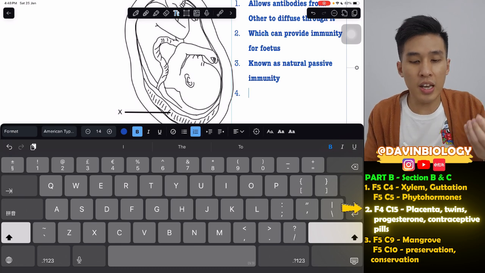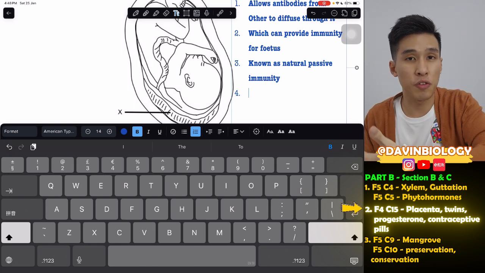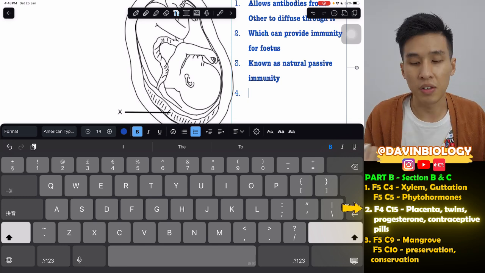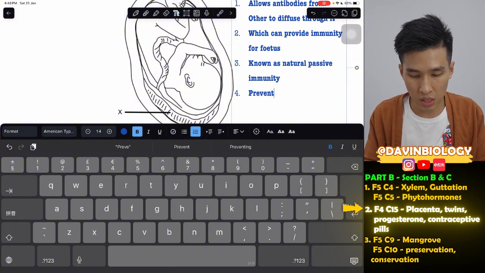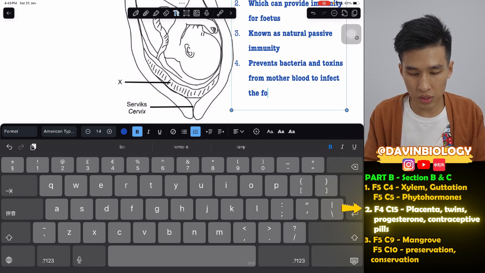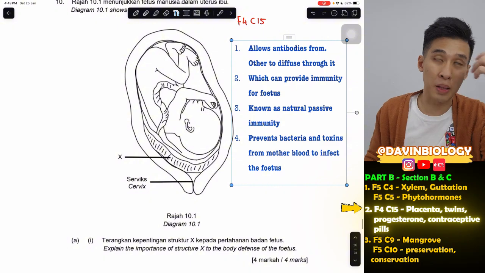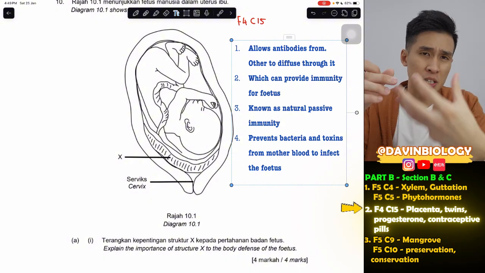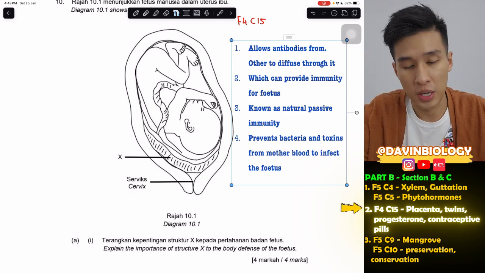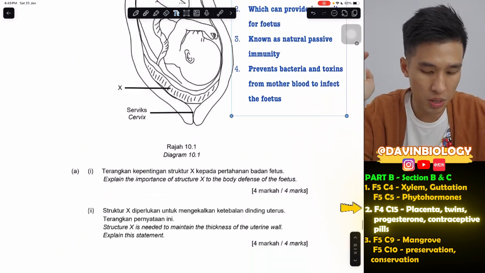And number 4, placenta actually also prevents certain microorganisms, certain bacteria, from entering the fetus from the mother's blood. So in a way, it also helps to protect the fetus. So you can say it prevents bacteria and toxins from mother's blood to infect the fetus. But of course, not everything can be prevented, like certain harmful substances that the mother might take in, like cigarette smoke, alcohol, or even viruses. These things are small enough to pass through the placenta. So for placenta, that's how it helps the baby.